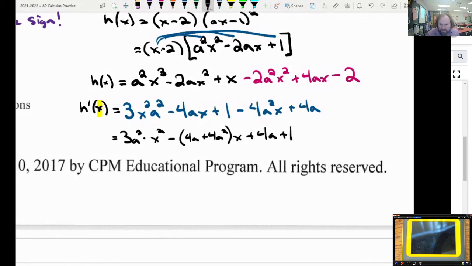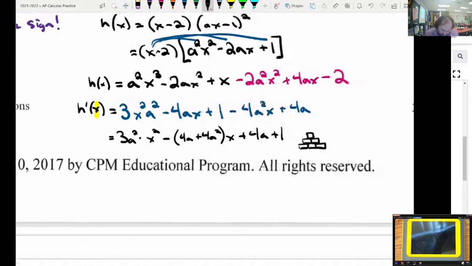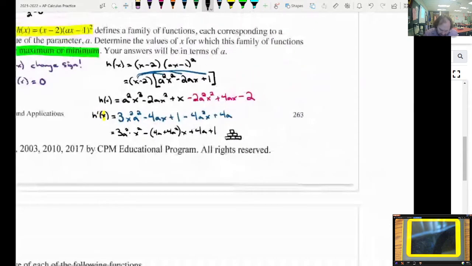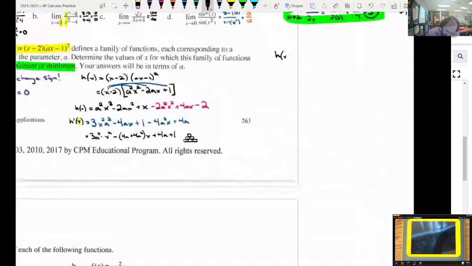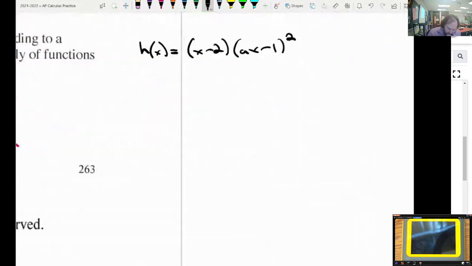Nah, you know what? At this point, I'm going to say I ran into a brick wall right here. I'm going to draw a little brick wall. Ran into one here. Let's try a different strategy. I think maybe the more I think about it, maybe that chain rule, product rule thing might be a better plan. Let's try that. H of x is equal to x minus 2 times ax minus 1 squared. Let's try to do this with the product rule instead of expanding it all the way out.